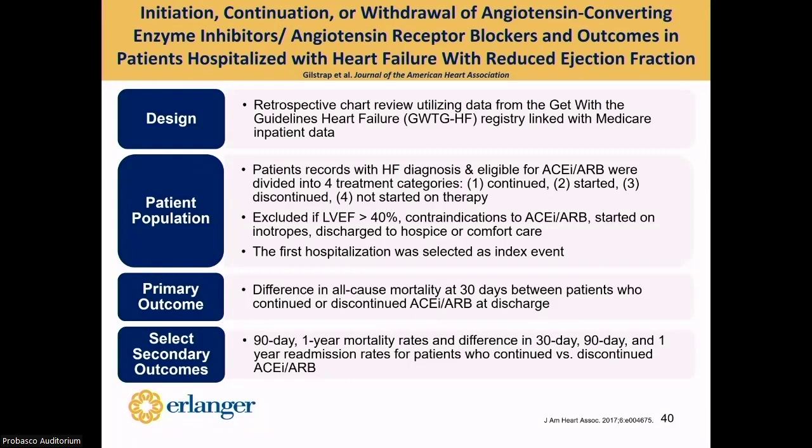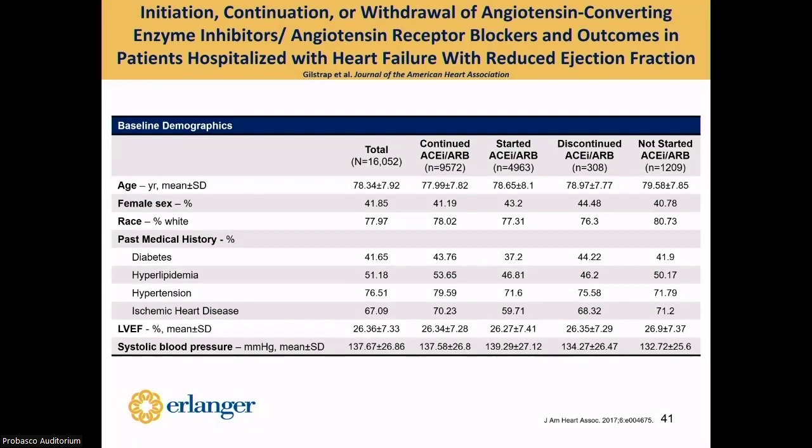So here we can see our baseline demographics across all of those pre-slated groups for patients who had their varying changes in ACEs and ARBs therapies, noting that approximately 40% of these patients had a history of diabetes, and approximately 75 to 80% of these patients had a history of hypertension.